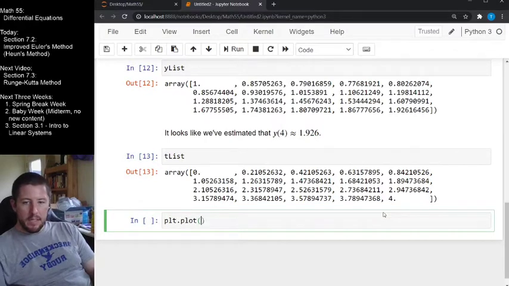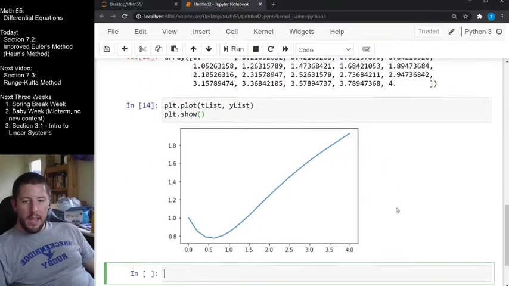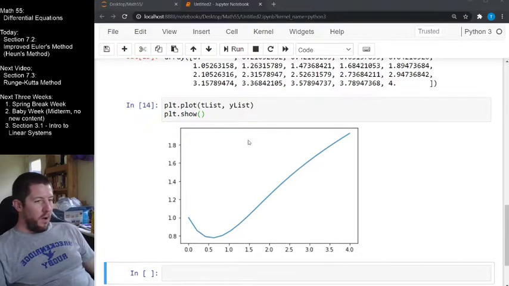plt.plot(t list, y list). Let's go ahead and do plt.show. And I'm seeing this curve out here. I'm always bothered when my axes don't start at 0. This y-axis did not start at 0 right there, and that always kind of bothers me.